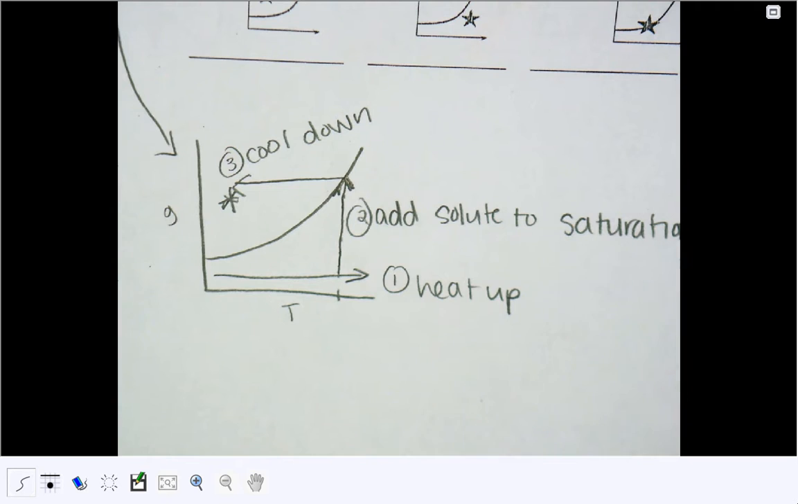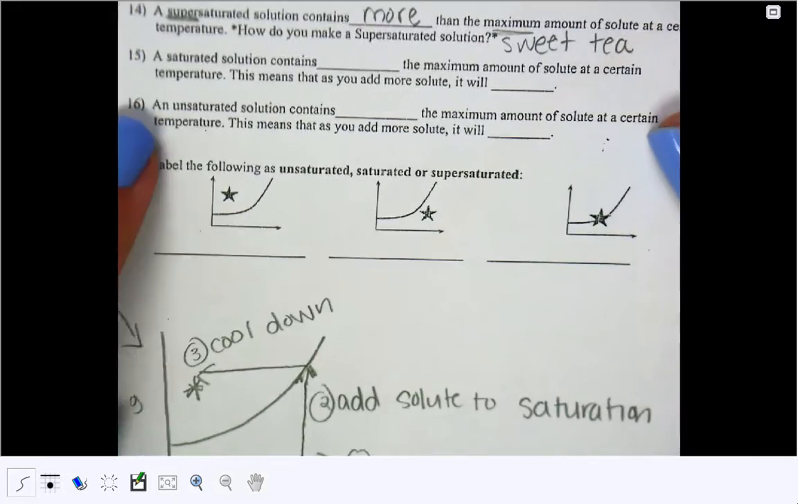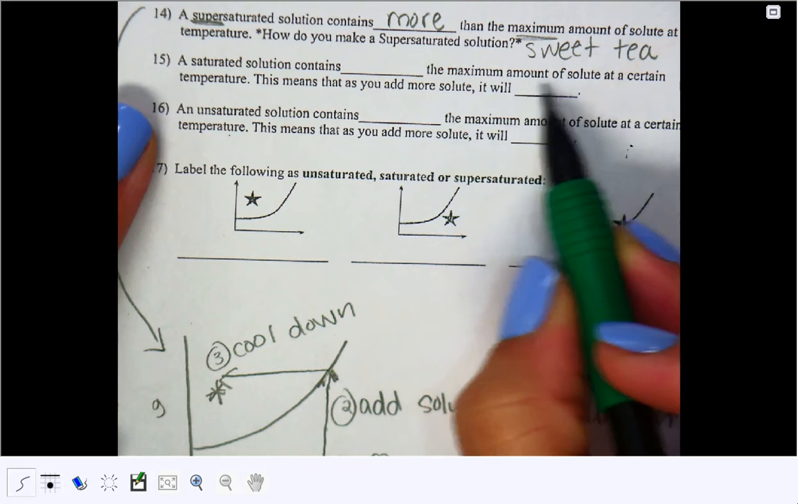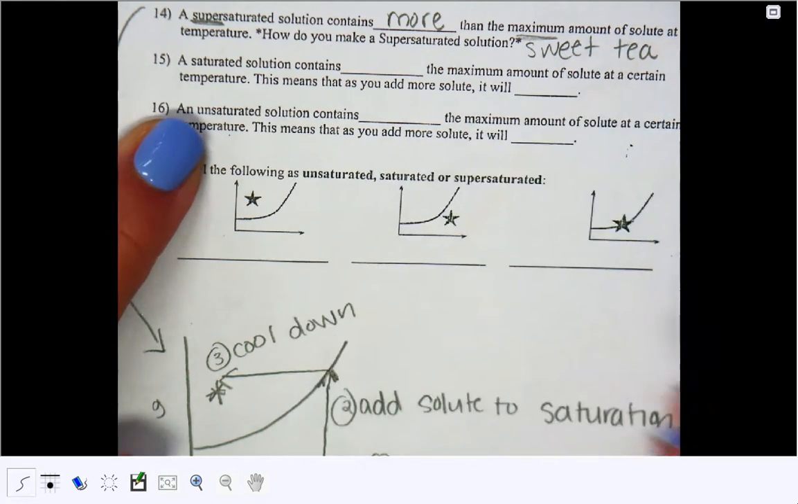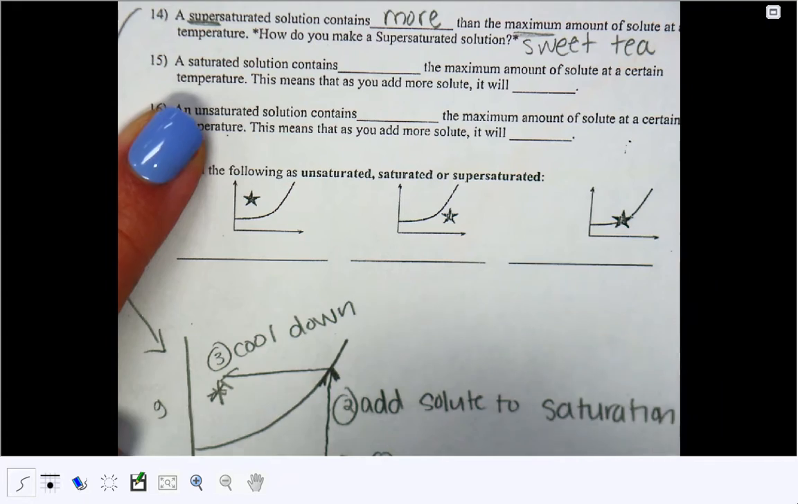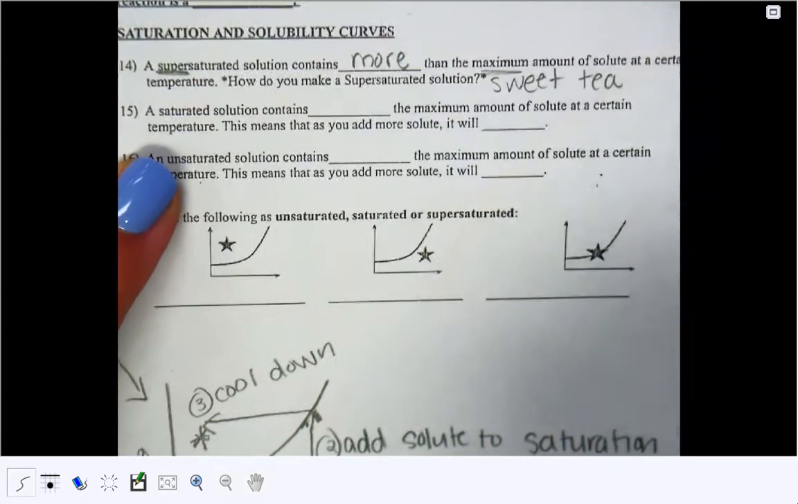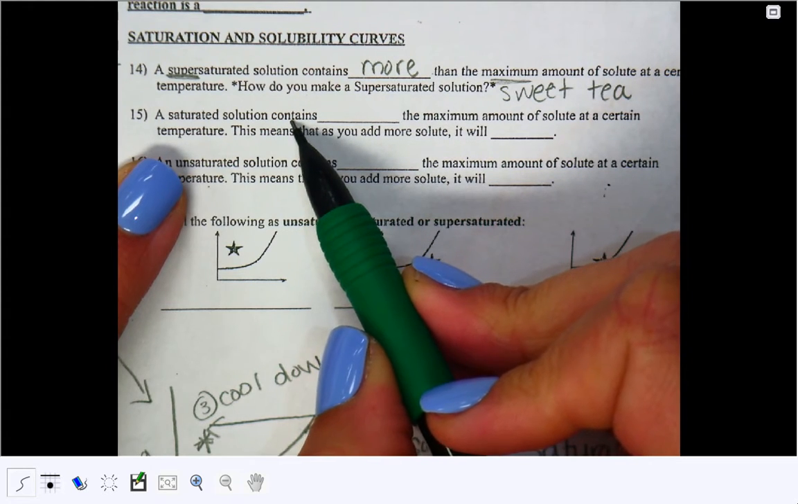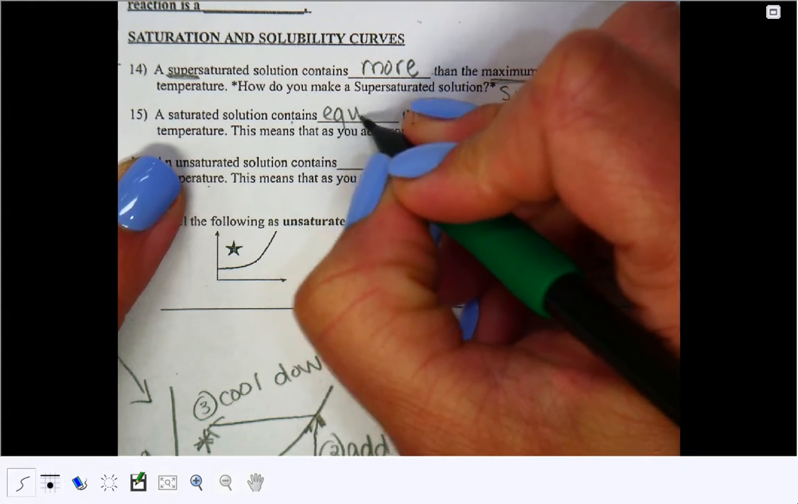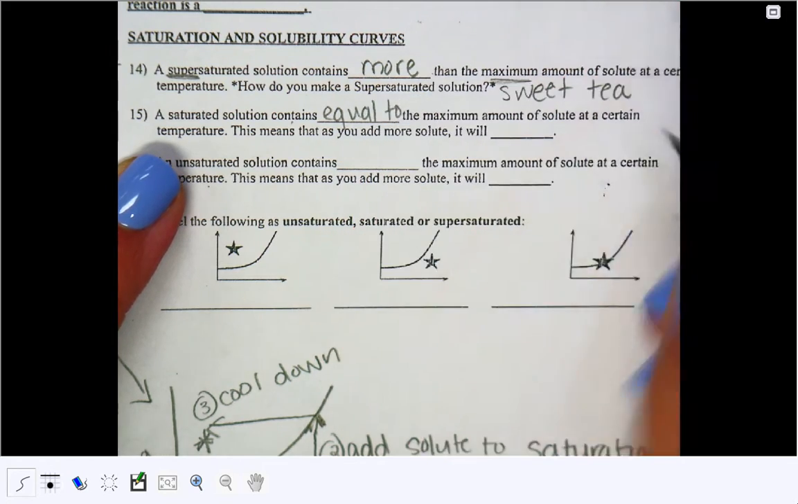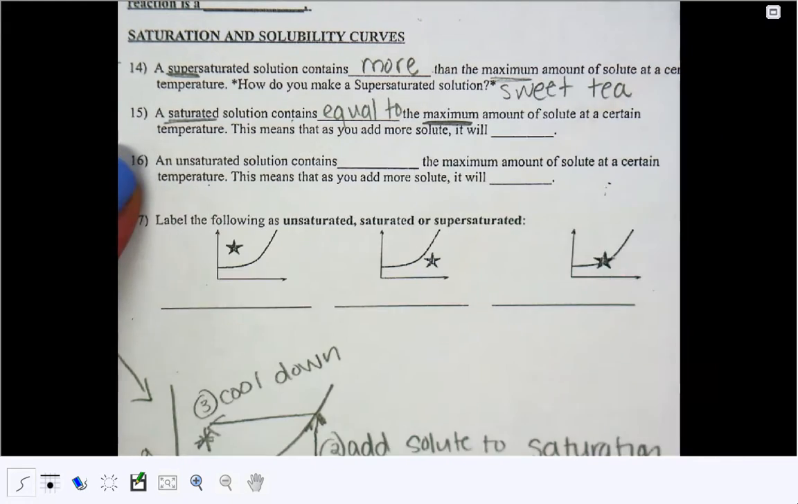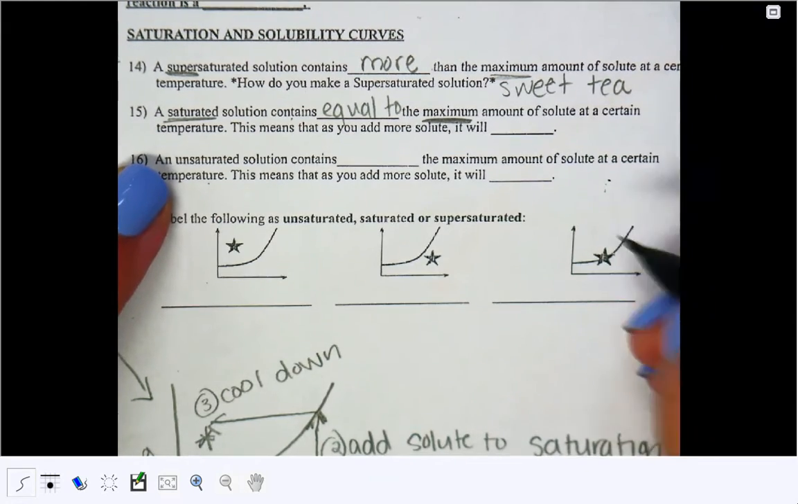All right. Number 15. Let's look at number 15. Number 15 says a saturated solution contains blank the maximum amount of solute at a certain temperature. So saturated. How would you explain that? We already said more than the maximum. So what was it here? Equal. Yep. Equal to the maximum. So saturation is equal to the maximum. It's the one that's on the line.